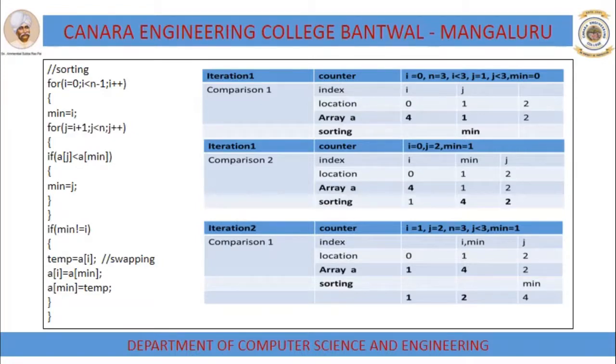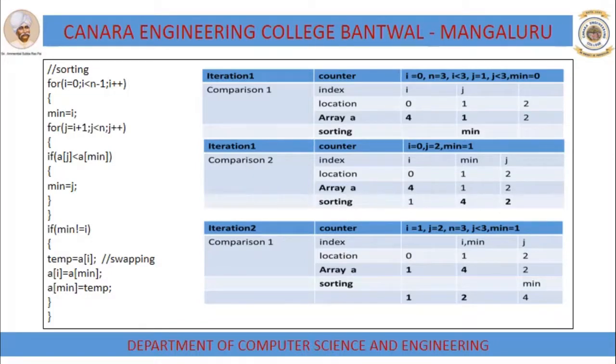j is less than n. n is 3, so 1 is less than 3, the condition is true, so control will come inside. Now if a of j is less than a of minimum: a of j is a of 1, and a of minimum is a of 0. So a of 1 is compared with a of 0. The value of a of 0 is 4, and the value of a of 1 is 1.